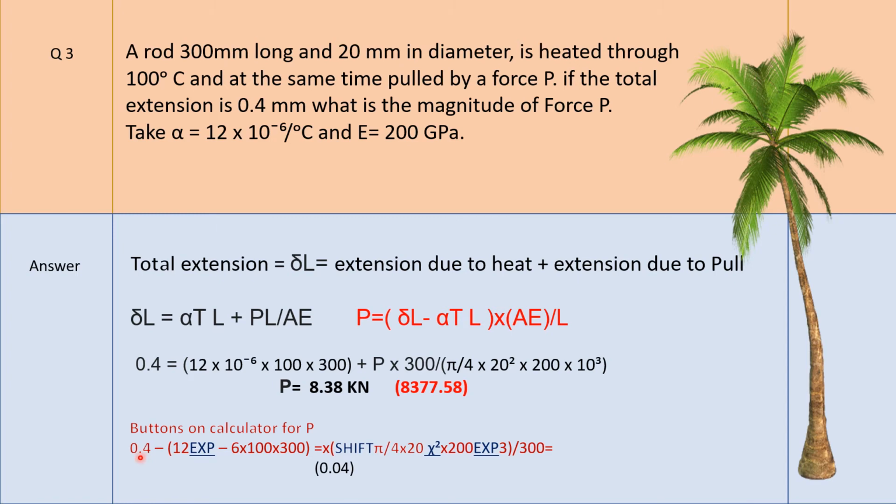Slowly press the buttons from here to here without mistake. You will get the answer in one step. Make a practice so that you get the answer very easily. Otherwise what you have to do is calculate this bracket and calculate this bracket and then do the calculations, whatever you feel easy for you.